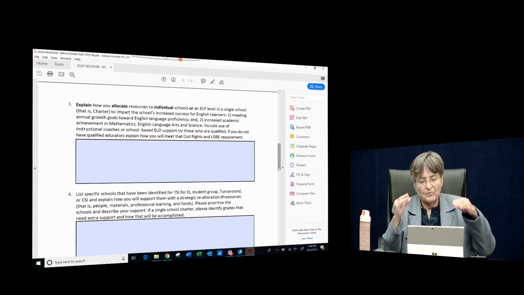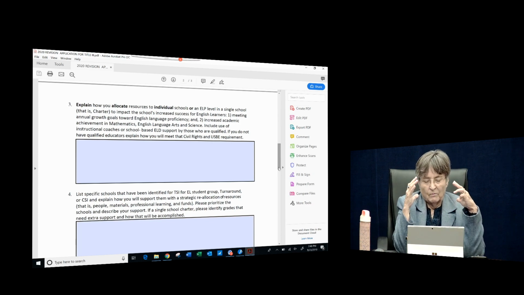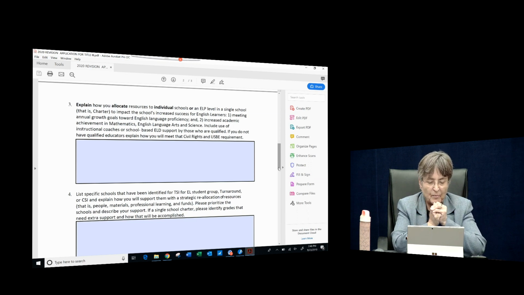So you can't just spend all your funds on focusing on English language development. Yes, that's really important, but it's based on how it's connected to increased achievement on end-of-level exams in mathematics, English language arts, and science. So what you would do is include instructional coaches or school-based ELD support by those who are qualified. If you do not have qualified educators, explain how you will meet that civil rights and USBE requirement.